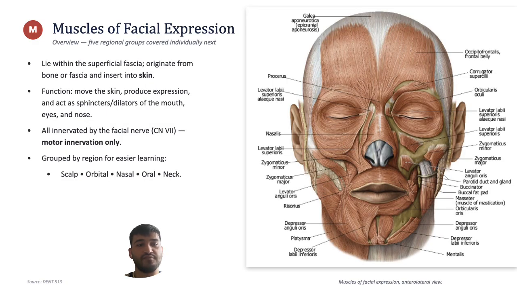Then we have the muscles of facial expression, and again, they insert right into the skin. They do a lot of things, and they are mainly controlled by the facial nerve. That's where it gets its name, and this is for the motor innervation of them. I grouped them by region: scalp, orbital, nasal, oral, and neck.